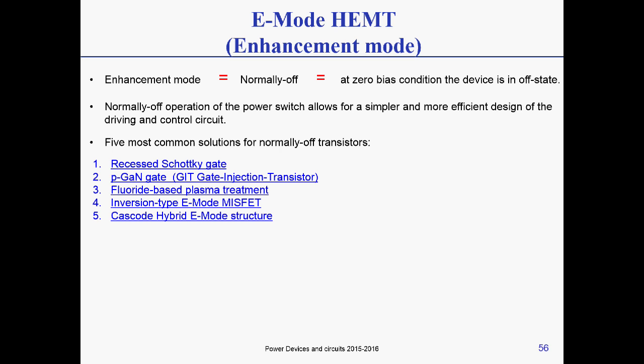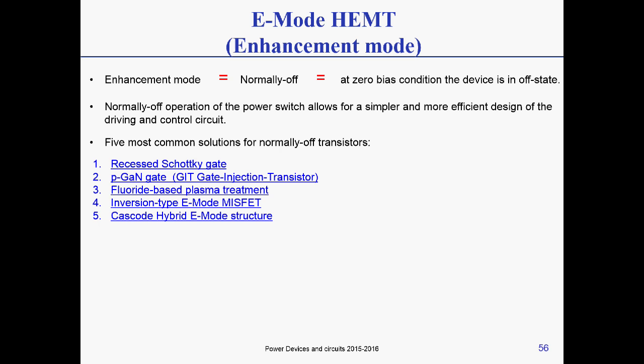Normally off operation of the power switch allows for a simpler and more efficient design of the driving and control circuit. That is something we want. There are five common solutions for normally off transistors. For each of them, I'll give you the pros and cons, and I'll also show that there is still lots of research that can be done to improve these structures.